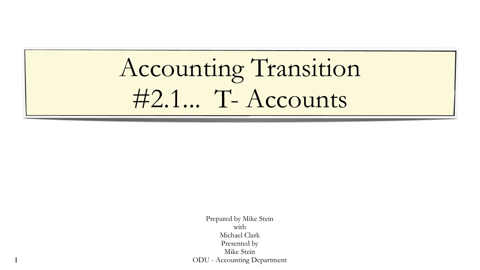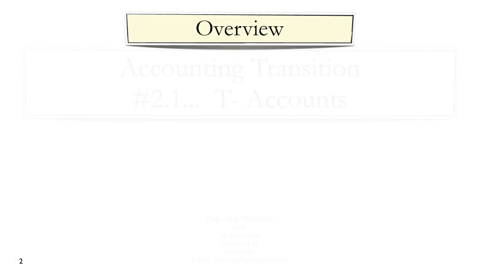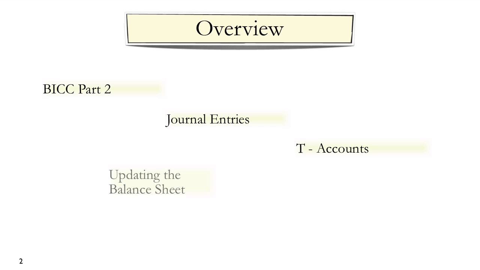In this screencast, we're going to start looking at the Bob's Instant Coffee Cart Case, Part 2. The focus in Part 2 is going to be on journal entries, T accounts, and the use of the T accounts to update the balance sheet.